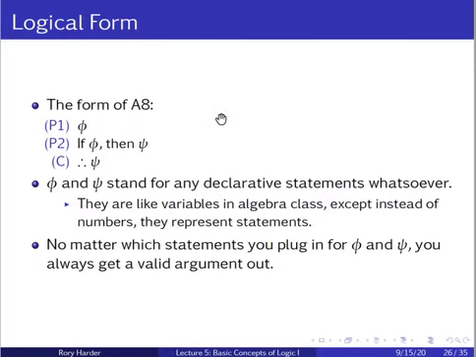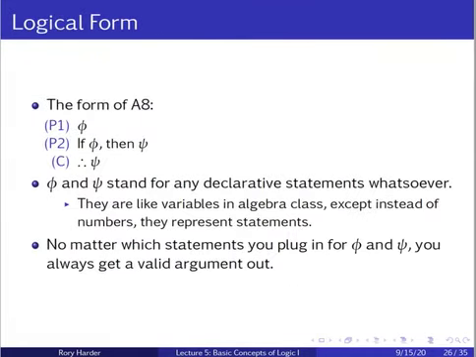So again, the form of our argument 8 is as follows. As I've just explained, phi and psi stand for any declarative statement whatsoever. So phi and psi here are like variables in algebra class, variables for instance like x and y. But x and y usually stand for arbitrary numbers, whereas these variables here stand for statements. So no matter which statements you plug in for phi and psi in this form here, you will always get a valid argument.